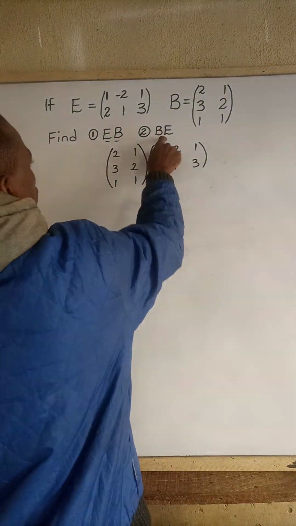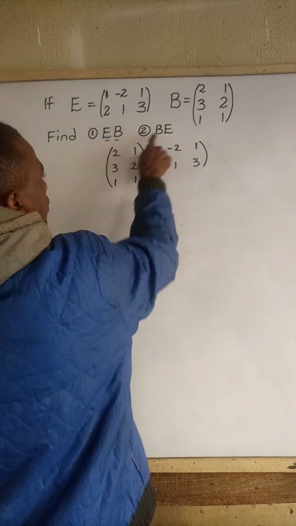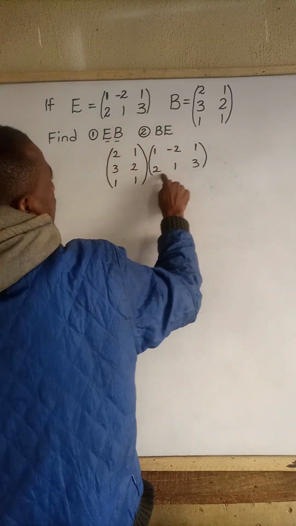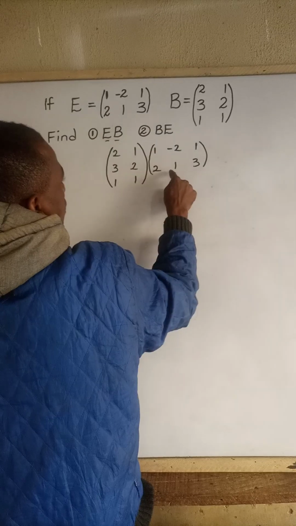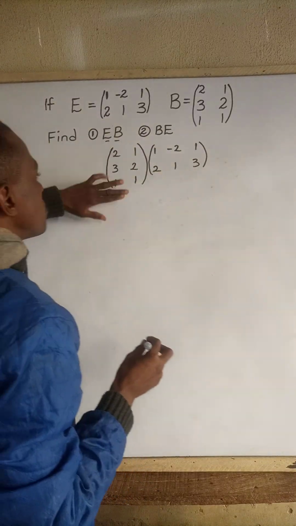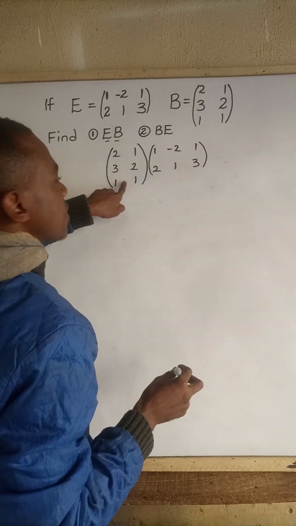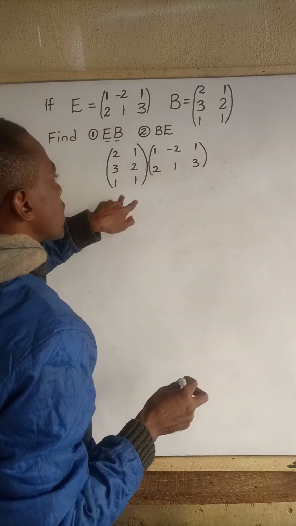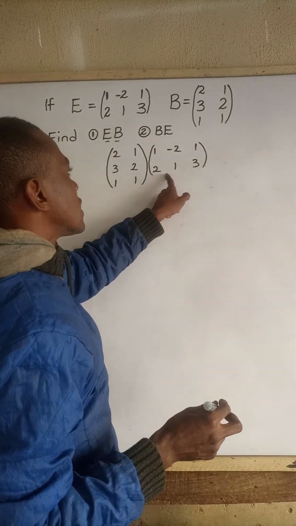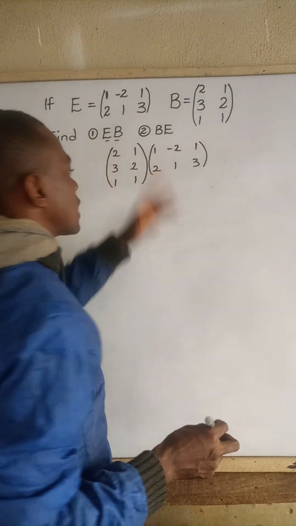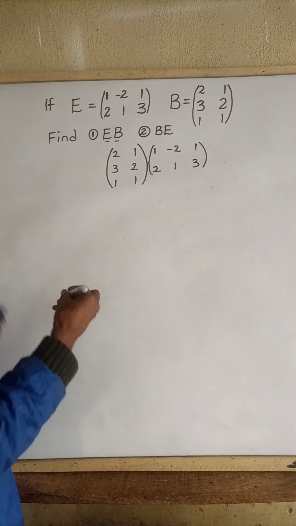For the second question, we have B. Look at it, the elements that we have in B and E. So we are asked to find this first of all, meaning that B is the first factor. When you look at the number of columns in the first factor, you observe that we have 2. Number of rows in the second factor, you observe that we have 2, meaning that it is defined. That is, we can apply multiplication of matrices here.